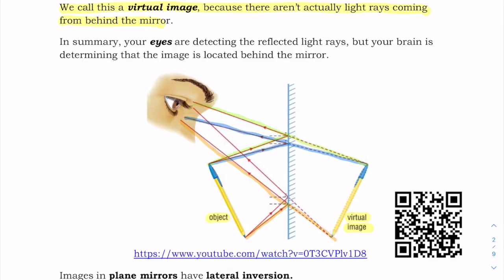And finally, we'll do one more. Here's the original ray of light. It bounces off of the mirror, makes its way to the person's eye, but they perceive it like it's coming from behind the mirror. All right, and this is how everyday mirrors work. So just to summarize, when you see a reflection, the reflected rays of light are entering your eye, but your brain is processing it to make it look like the object is coming from behind the mirror.